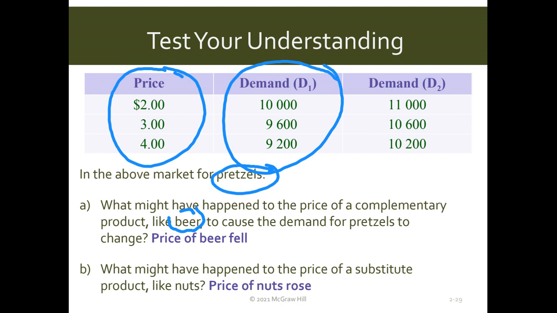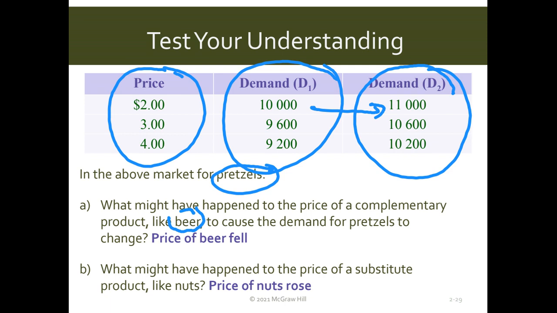So I know that these are two complementary products that are joined together to cause the demand for pretzel to change. Demand, not quantity demanded. So see, actually demand changes here. Demand for what? For pretzels. And I can see that at price 2, demand increases from 10,000 to 11,000, not because of the price, but because of the price of the complementary good, that is beer.